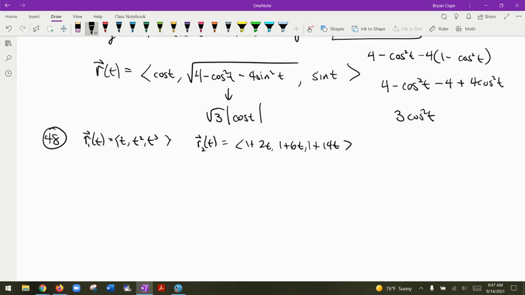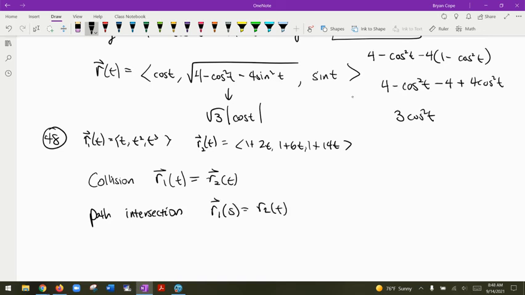Do the particles collide? Okay, a collision will occur if r1 of t equals r2 of t for some single t, whereas a path intersection, which would just mean that the particles themselves won't touch, but their paths will cross, that would be if r1 of s equals r2 of t. In other words, we can have different values of the parameter lead us to the same point.